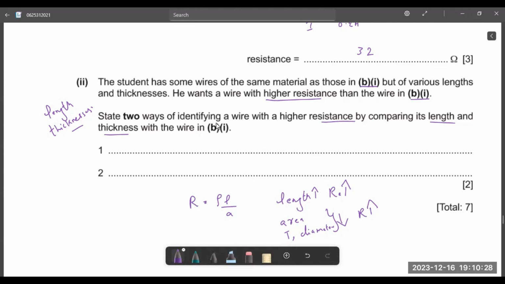So one point is length can be increased. Another point is diameter can be decreased.